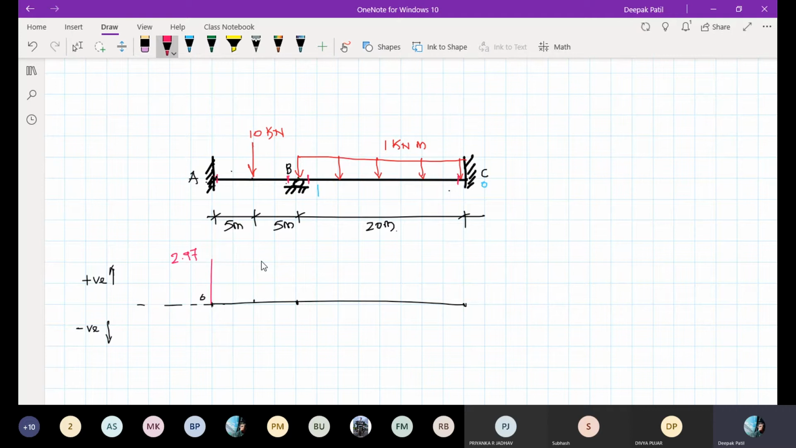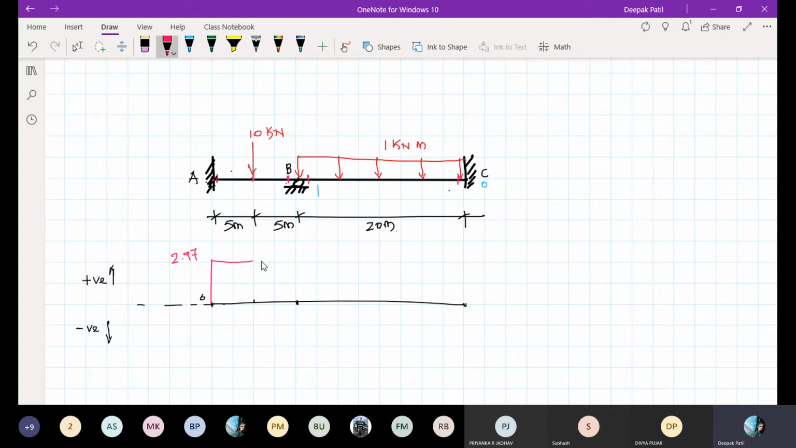Will it be an inclined line, a straight line, or parabolic, something like that? Inclined. From this point up to this point, how will be the shear force diagram? It should be a straight line. Why should it be a straight line? Because there is no load between A to B. So there is no variation of shear force from point A up to just left of this point.